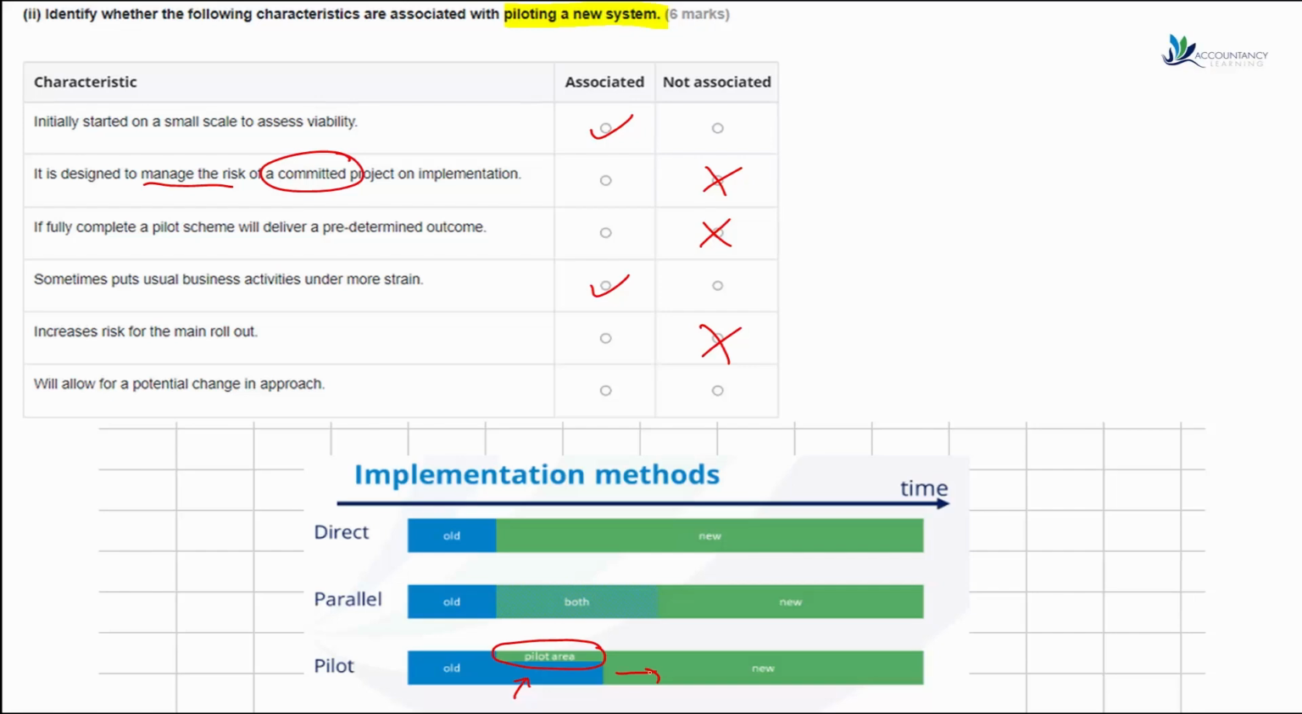And finally: it will allow for potential change in the approach. Well, yes, that's the idea. Having run the pilot, we may decide to do things a bit differently when we implement for the rest of the business.